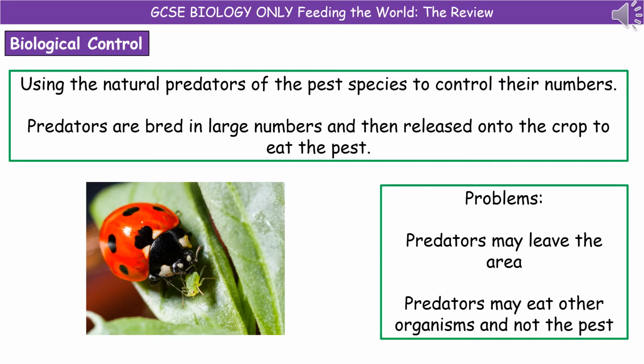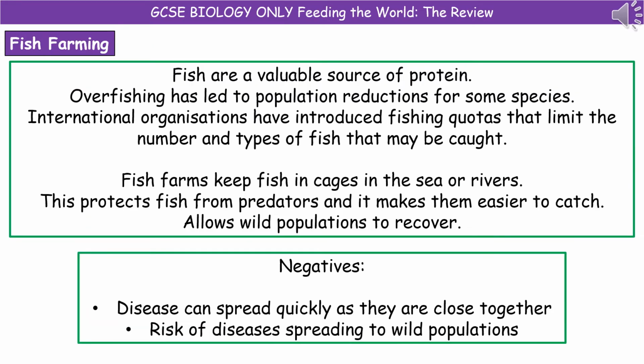So we breed large numbers of the predator and then release them onto the crop with the goal that they will eat the pest. 2 key problems with this though. Number 1, the predators may decide to leave the area, and secondly, they're living organisms. They may just eat other organisms and leave the pest perfectly happy and eating your crops.